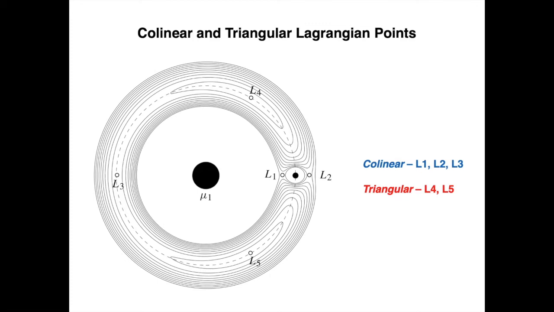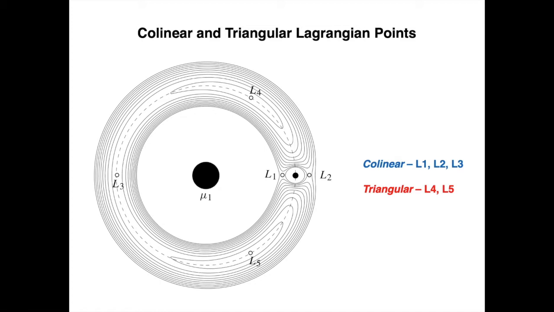We showed the location of two of the equilibrium points, the Lagrangian points L4 and L5. These are called the triangular Lagrangian points because they are located at the apex, the vertices of equilateral triangles opposite the base, which is formed by the line joining the two masses. We can show that there are actually three other Lagrangian points.